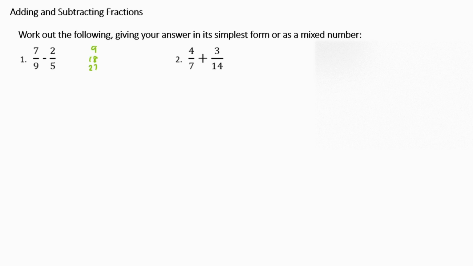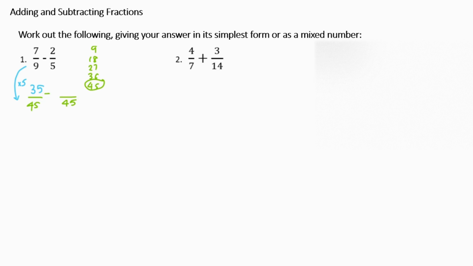We've got 9, 18, 27, 36, and 45. Now we're going to stop at 45 because that's a number that also appears in the 5 times table. So we're going to make both of these fractions equivalent such that the denominators are over 45. So to make 9 into 45, we've multiplied it by 5. So we're going to do the same to 7, which is the numerator.